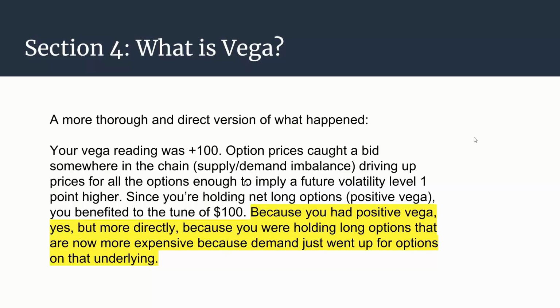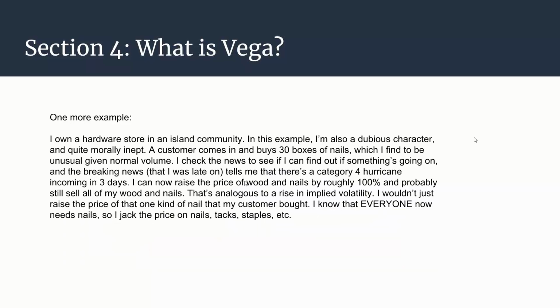Okay, so just one more example to kind of drive the point home. This is a non-options example that may be more relatable. Let's say I own a hardware store in some wonderful beach community in Hawaii. And let's also assume that I'm really just a dubious guy. I'm not a good guy. I'm a thieving, really bad character here. So one of my customers comes in and buys 30 boxes of nails.